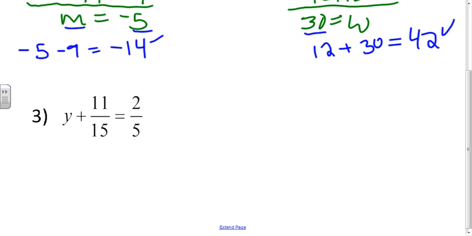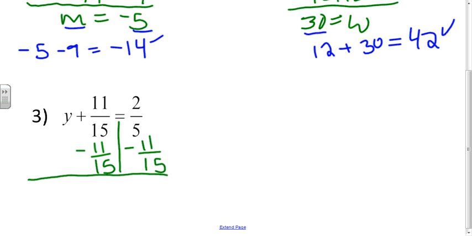Then I also want to solve this next example. It has some fractions in it, but still, the concept is the same. I want to get the variable by itself. I want to zero out this constant of 11/15. So that's a positive 11/15. To zero it out, I need to subtract 11/15. And I also need to subtract 11/15 from the right side then. Now these two constants zero out, leaving me with y.